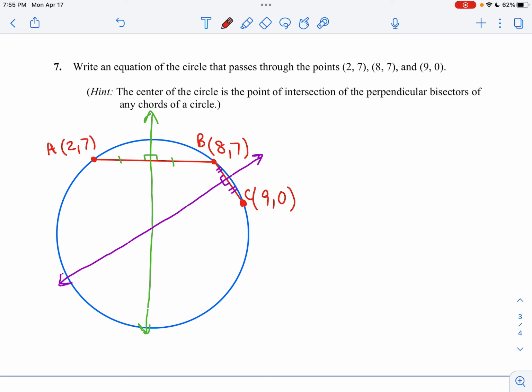So I'm actually going to encourage you to pause the video for about 2 minutes so that you can find the equation of the green line and the equation of the purple line. Just like we did in lesson 13.2, write the equations of those perpendicular bisectors. So take about 2 minutes and then come back and we'll keep moving forward. All right, here we go.